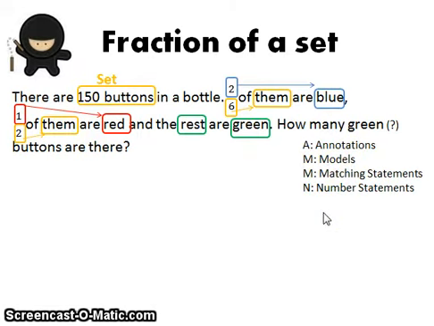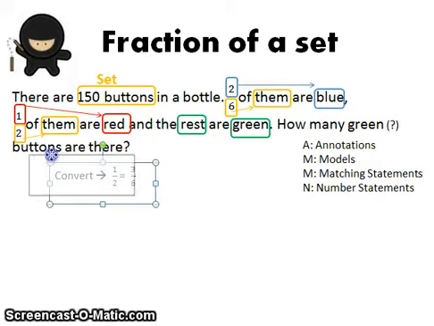2 out of 6 and 1 out of 2. Do they have the same denominator? No. So before we begin, we have to change one of the fractions such that both fractions will have the same denominator. In this case, I will change this fraction, 1 out of 2. I'll change its denominator to 6, and in order to do so, I have to multiply both the denominator and the numerator by 3, and I will get 3 out of 6.